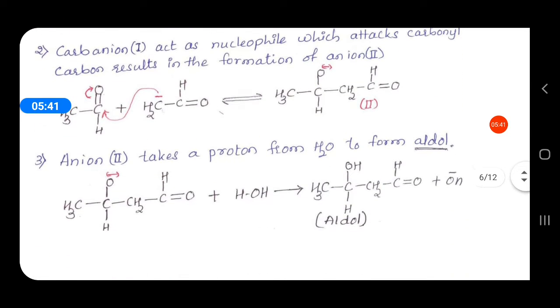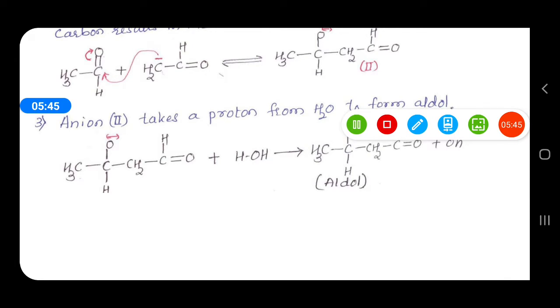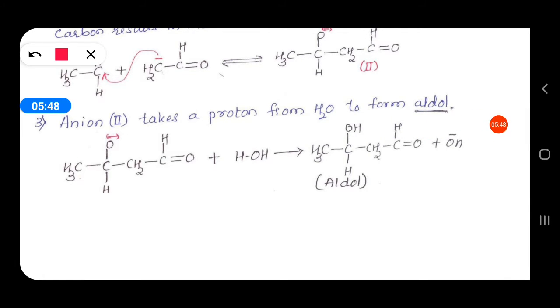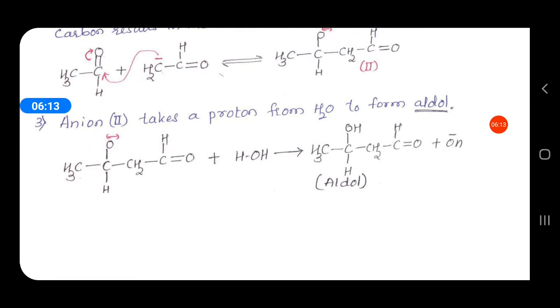So in the third step, the anion 2 takes back a proton from the water molecule which is formed in step 1. From that, this anion takes a proton and it becomes OH. So this is called aldol. This product is called aldol and here the base is generated back. So this is a 3-step mechanism.